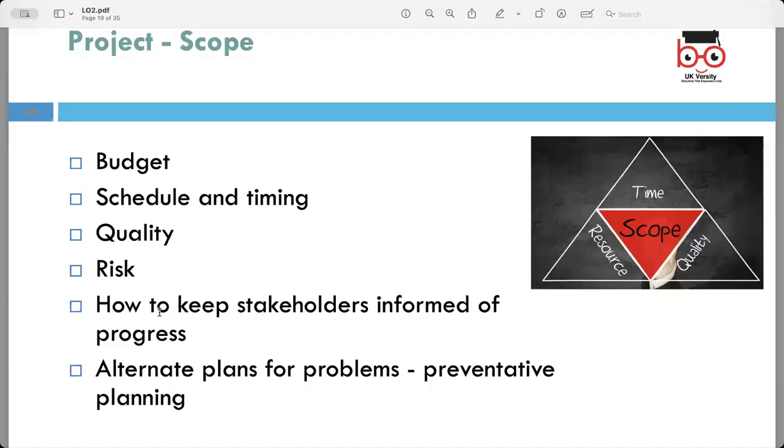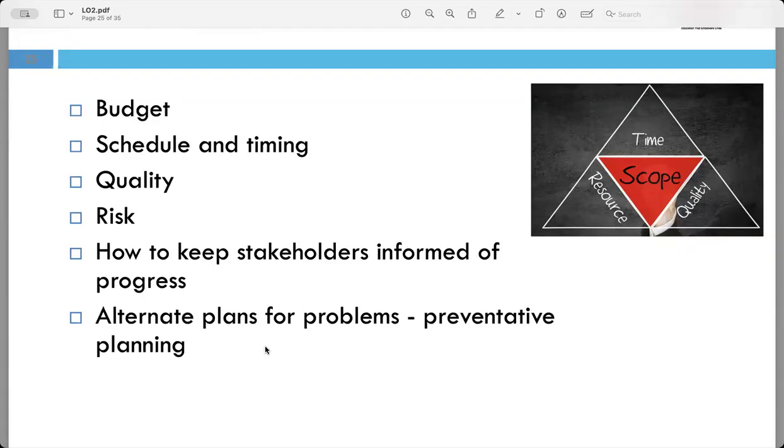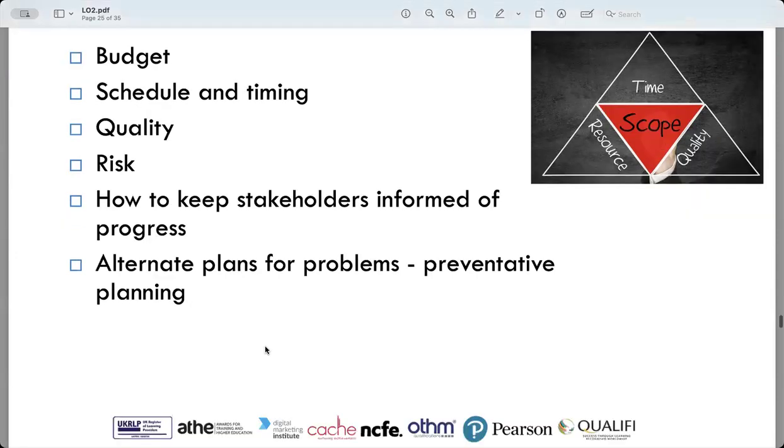Finally, it is important to have a backup plan in case things go wrong. This is called preventative or contingency planning.